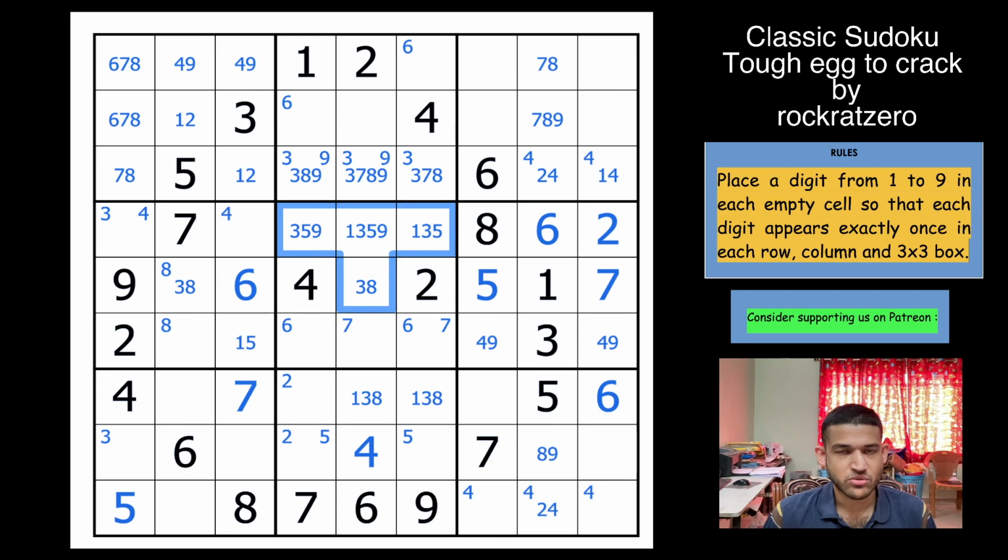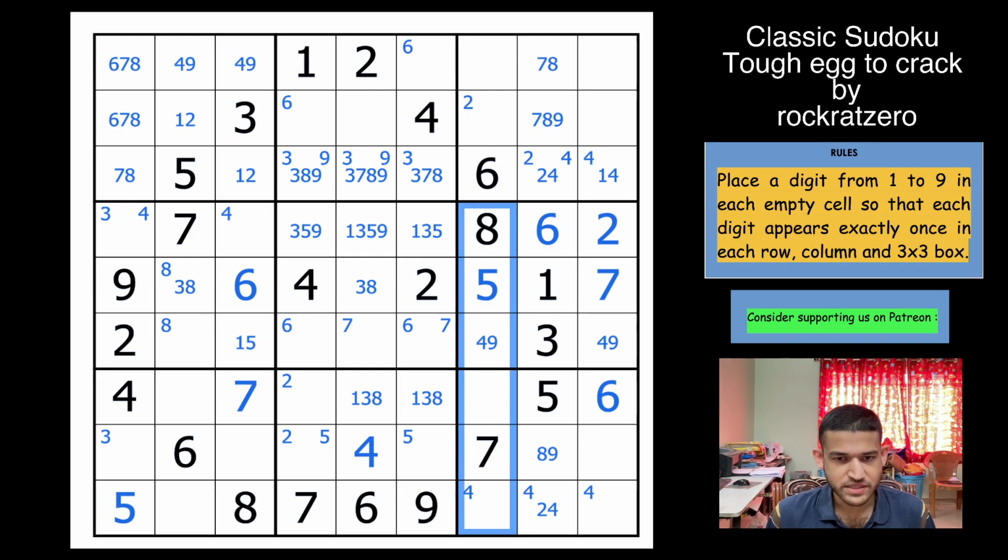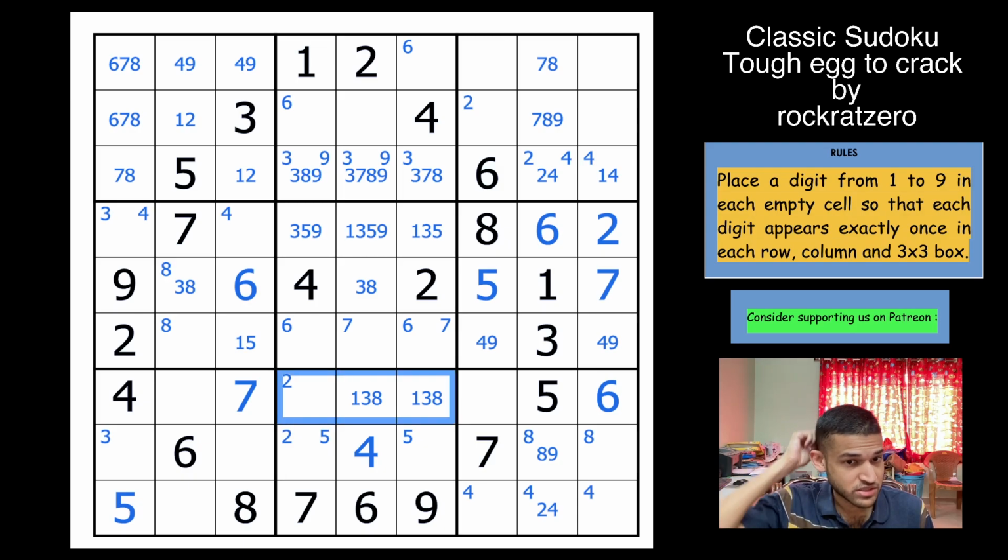Okay, I have something here. 2 is not in row 1 nor in column 9. So 2 goes into these two cells. Not sure how much useful that is going to be. 8 isn't here and 8 isn't here, so that is nice. A pointing pair which removes 8 from these cells and gives us an 8 here.